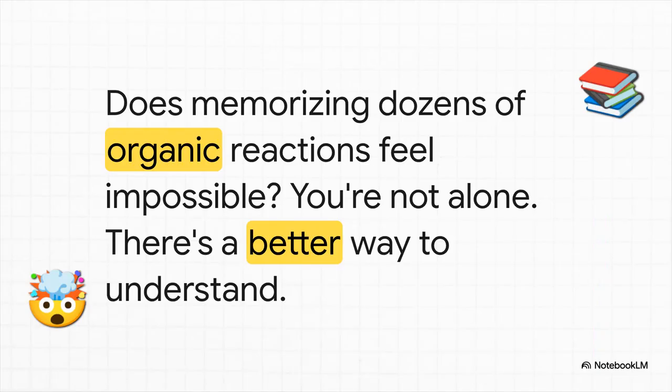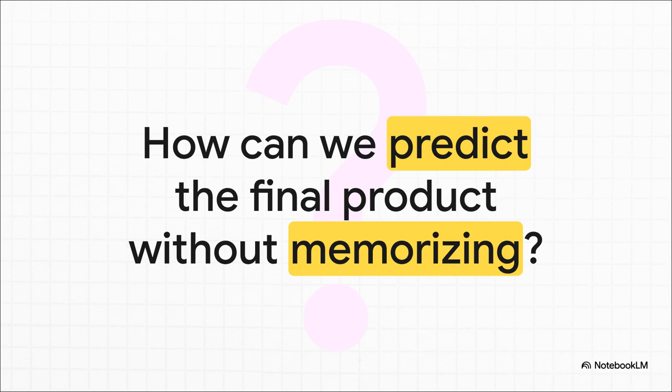I bet you've stared at pages and pages in your textbook. You know, alkanes turning into alcohols, aldehydes becoming acids, and you've tried to just cram it all into your brain for the next exam. But that's the hard way. It completely misses the big picture. The real secret isn't about memorizing what reacts, it's about understanding how it reacts. So, how do we do that? How can we just look at a reaction and know what's going to happen?